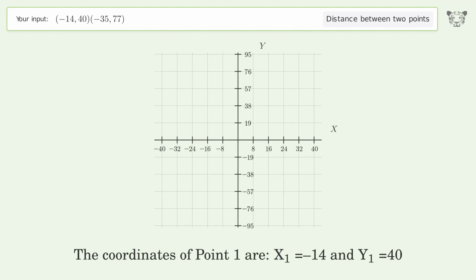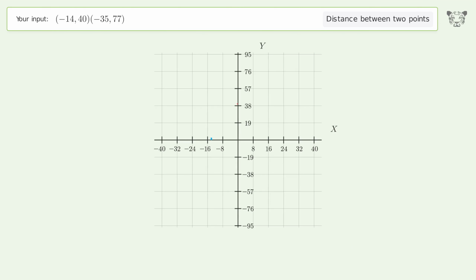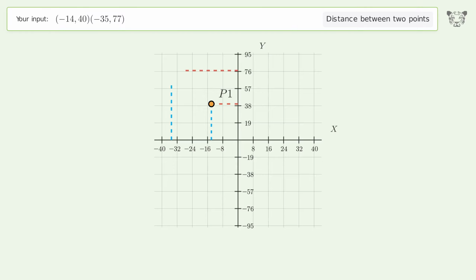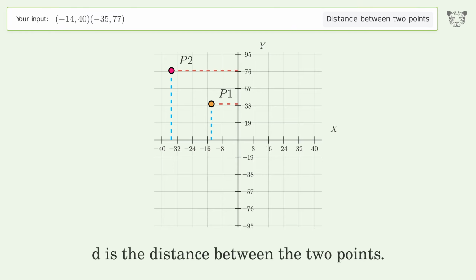The coordinates of point 1 are x1 equals -14 and y1 equals 40. The coordinates of point 2 are x2 equals -35 and y2 equals 77. D is the distance between the 2 points.